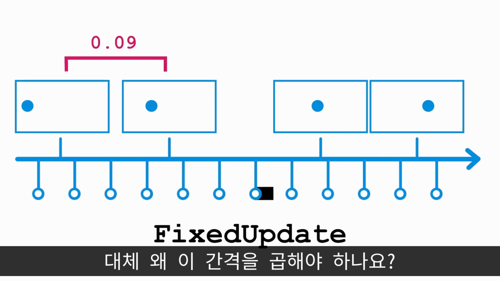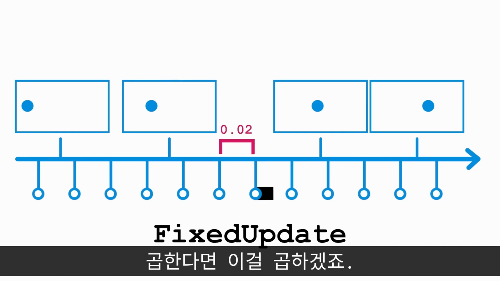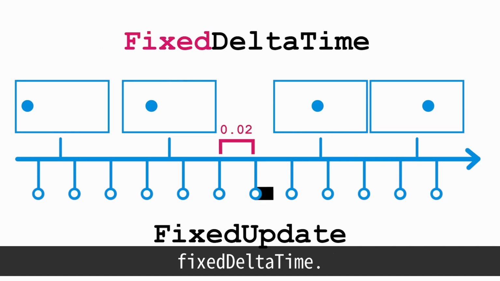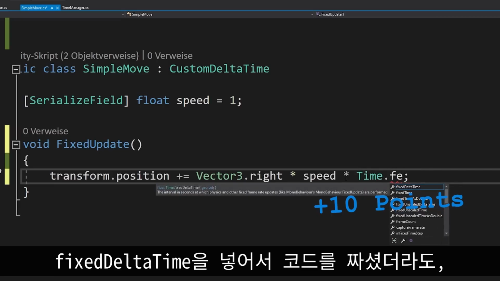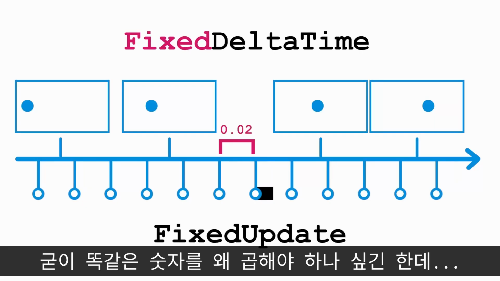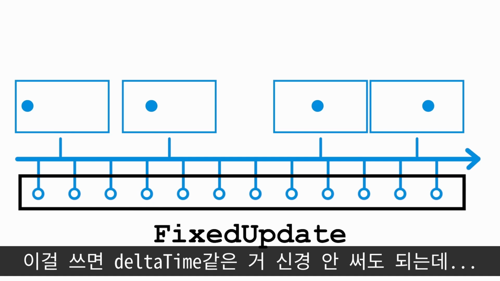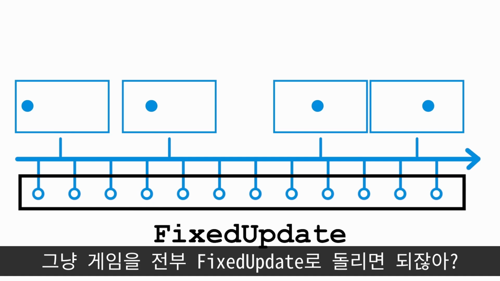Why would we ever want to multiply anything by this interval right here? There's no way that makes sense. If anything, then we want to multiply by this interval right here, which is called fixed DeltaTime. So that means if you answered my last question with fixed DeltaTime in the solution, then that's obviously correct as well. Multiplying the same static number that never changes into everything you do is obviously a little bit pointless, so you really don't have to. If fixed update is so much easier to use and we don't have to worry about DeltaTime, why don't we just code our entire game in there?